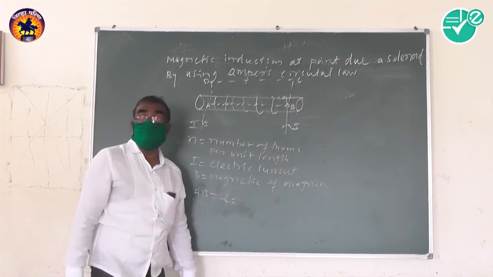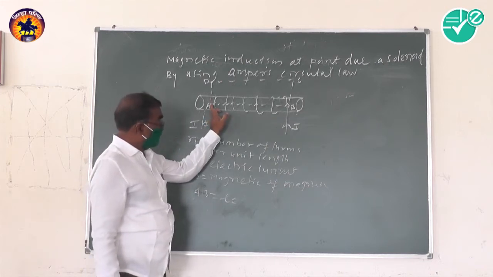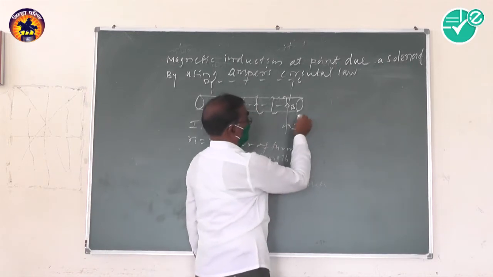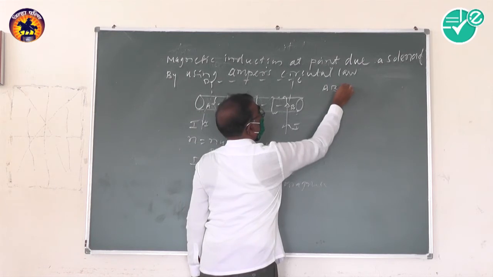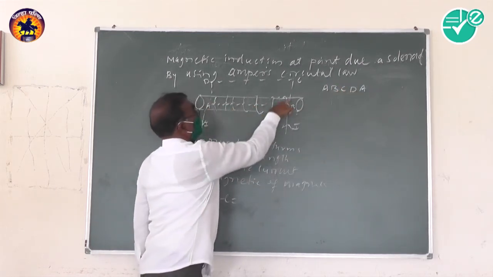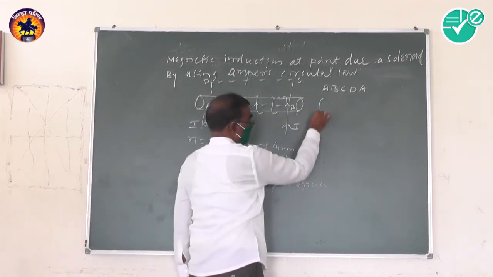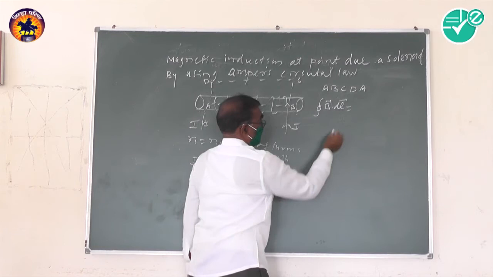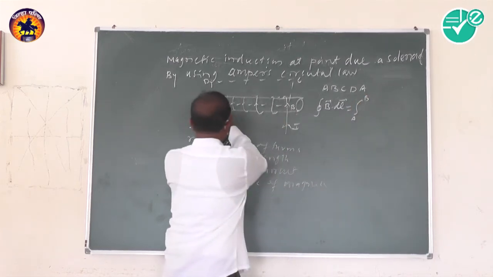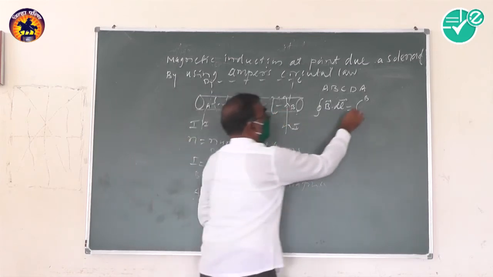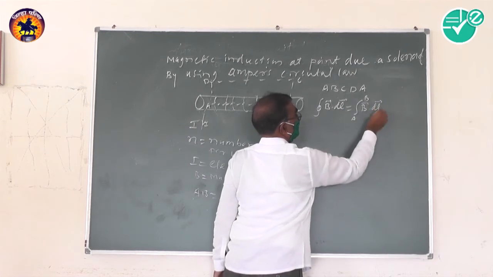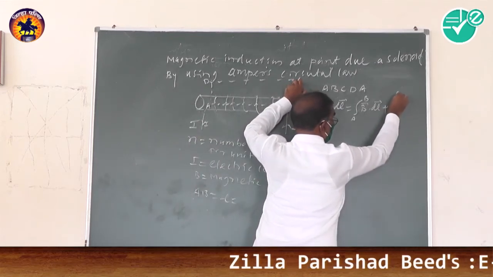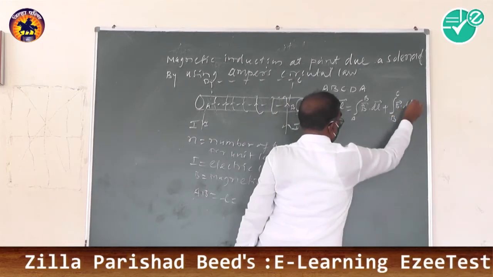We have to take the line integral of the magnetic field over the closed rectangular path A, B, C, D and A. That is, the line integral of B dot dl equals the integration from A to B of B dl, plus the integration from B to C of B dot dl.